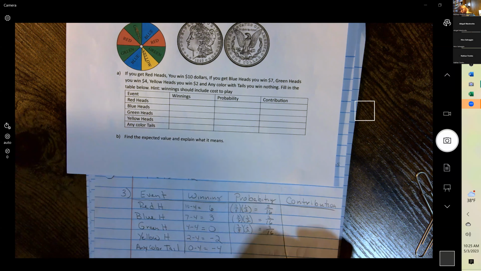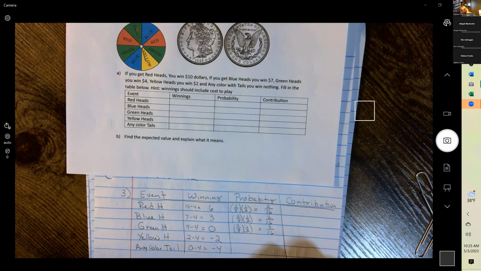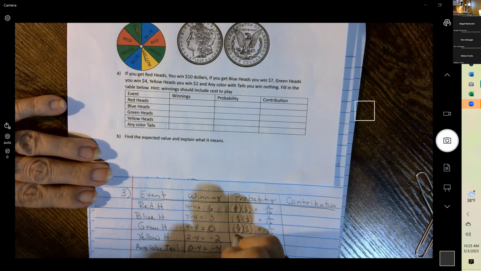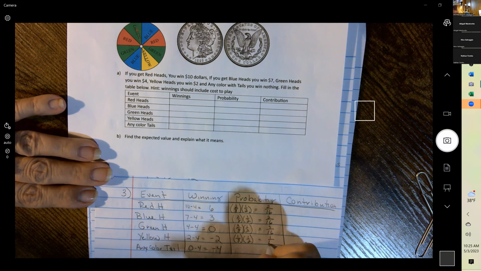What's the probability of yellow? 1/8 times the half. 1/16.